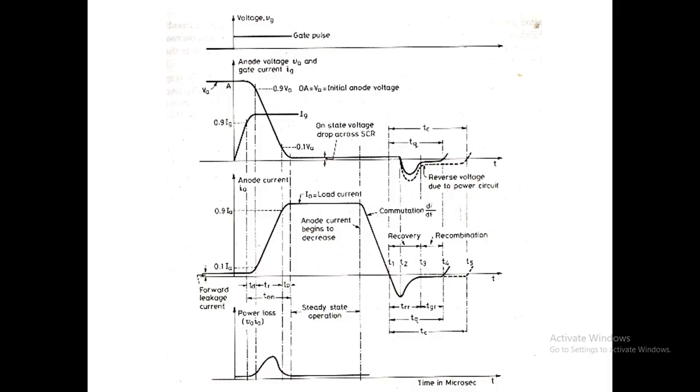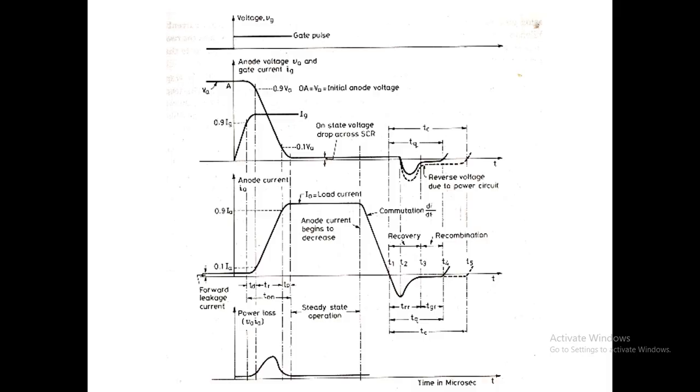First, we have the gate voltage by applying the gate pulse. The turn on process is initiated, and it starts at the beginning of TD. TD is nothing but the delay time. That is, the gate current rises from 90% of its full value to IG, the maximum value of gate current, and during that condition, the voltage drops from the maximum value of anode voltage to 90% of anode voltage, and the current increases from forward leakage current to 10% of anode current.